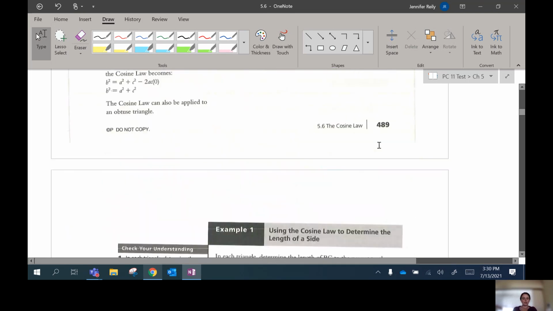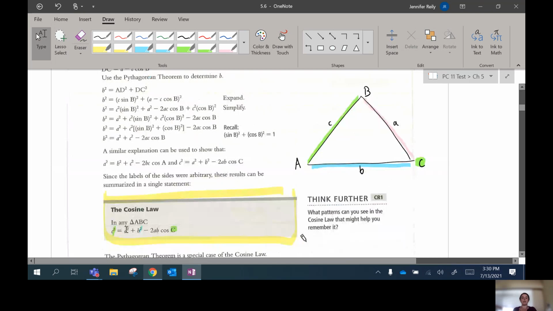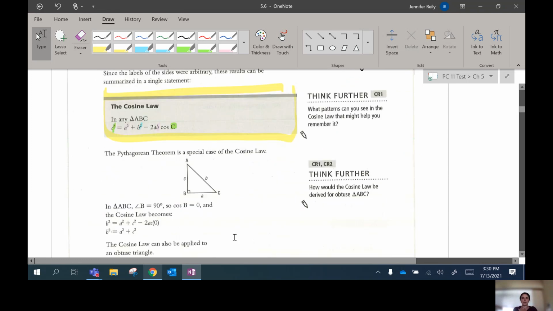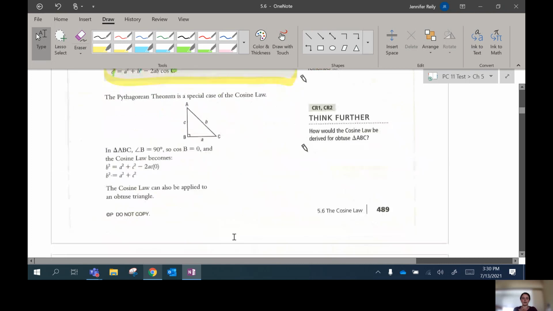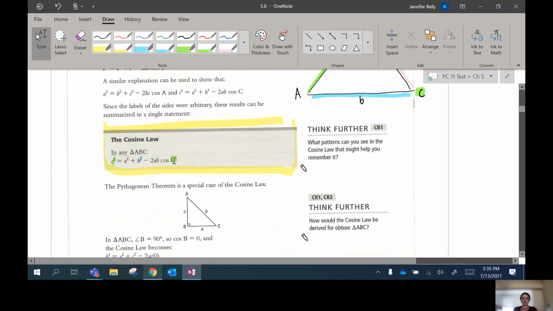I should mention too that it looks very similar to the Pythagorean theorem. Remember, the Pythagorean theorem is a squared plus b squared equals c squared. You'll see that exact same thing here, a squared plus b squared equals c squared, but there's just this little extra piece added on, minus 2ab cos C. That's because for a right angle, cos of 90 degrees is 0, so that term goes away.